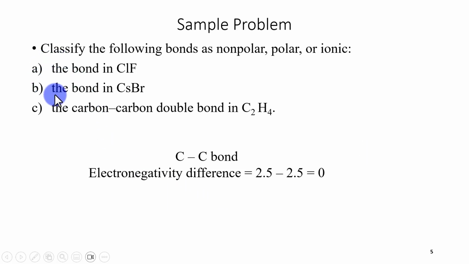Now, follow the same rules to do A and B. In this case, you only have two atoms, so both of them are diatomic molecules, so you don't have to worry about multiple atoms. But we do the same thing when we look at specific bonds within a polyatomic molecule.